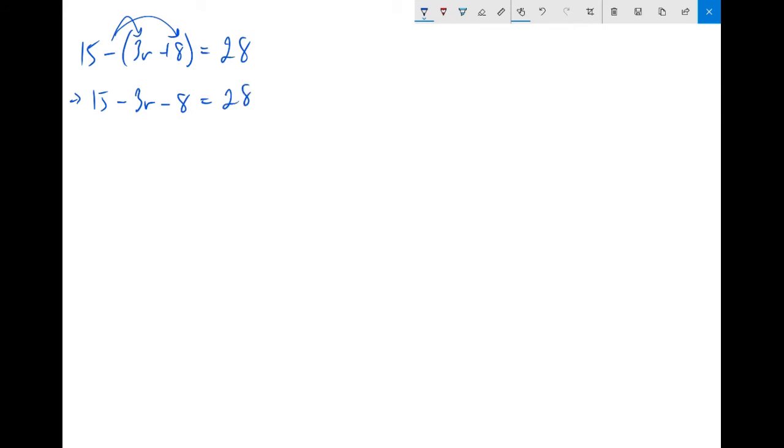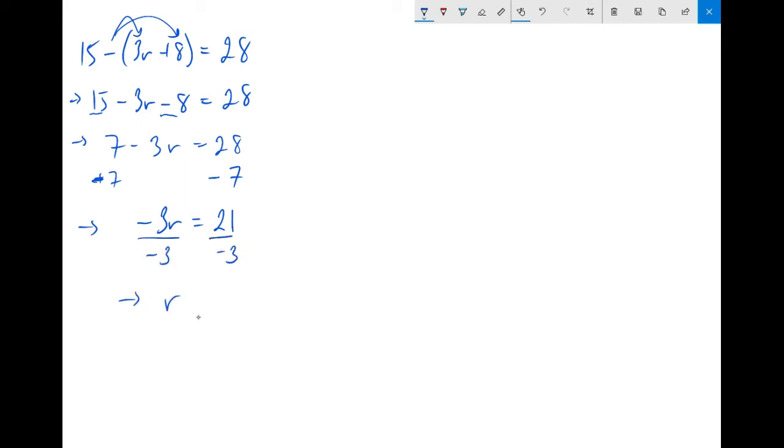Once you've gotten rid of all your parentheses, the next step should always be to collect your like terms. So 15 minus 8 is 7. Okay. And then now what should we do? Trying to get r by itself. Well, we can't divide yet because we still have a 7 over here. So we need to subtract that 7 over here, right? And then so it would be negative 3r. 28 minus 7 is 21. And then you can finally divide that negative 3 out on both sides. So 21 divided by 3 is 7, but a positive divided by a negative.